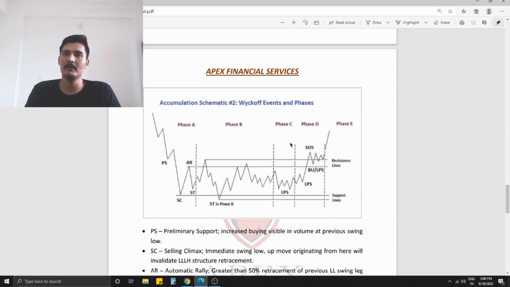Typically, you would aim for identification of these phases, particularly phase A, B, C, because then you can plan entries in phase D and write it out.